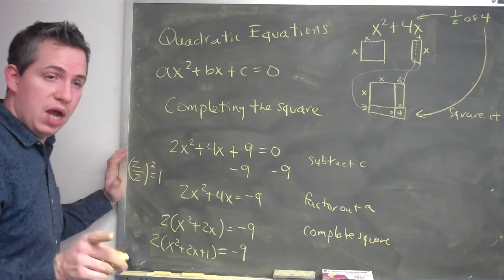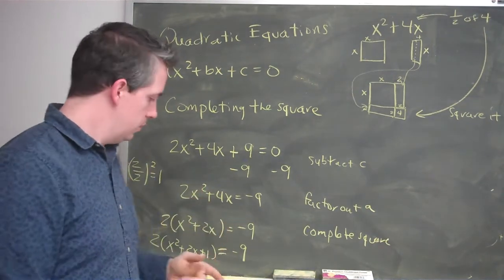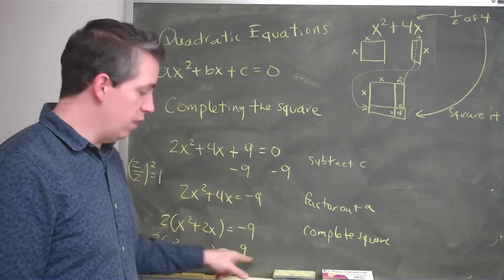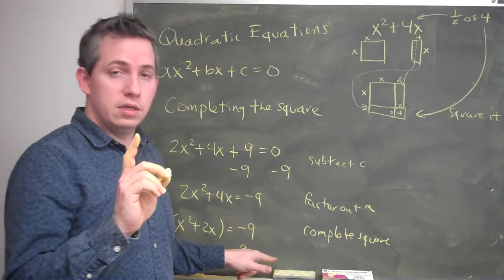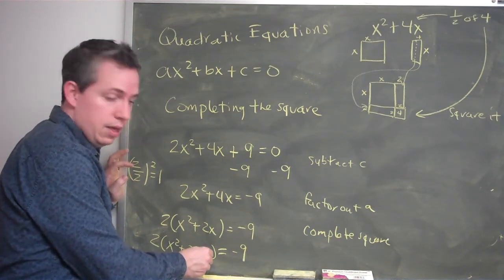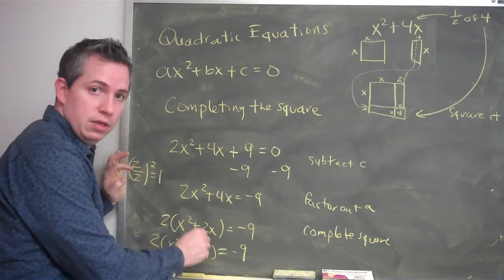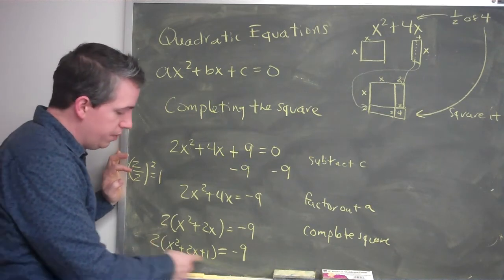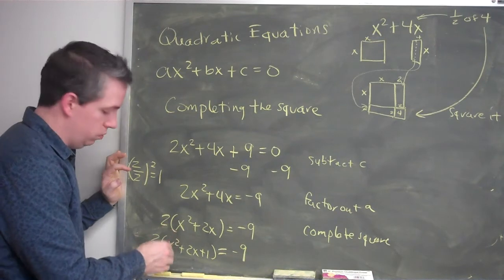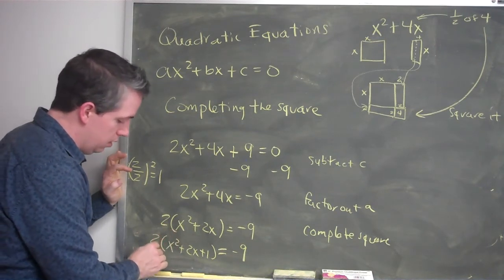Now here's the problem. I've got an equation. So there's an equal sign, and I just added 1 to the left-hand side. So I've got to add 1 to the right-hand side, right? Not so fast. I added 1 to the left-hand side, but I added it inside a parenthesis. If I was to distribute this out, you'll see that I did not really add 1, I added 2, because of the 2 on the outside of here.